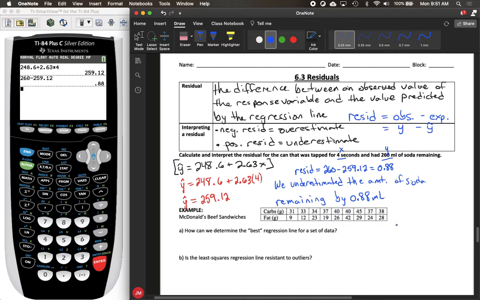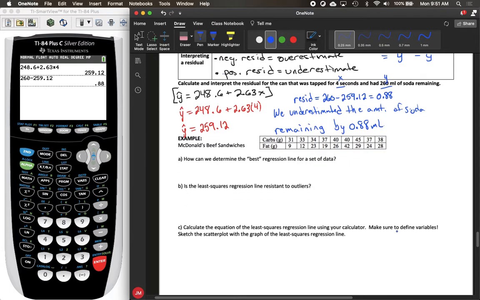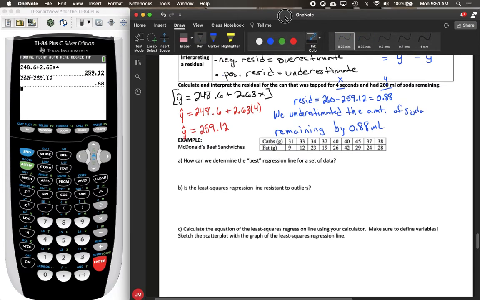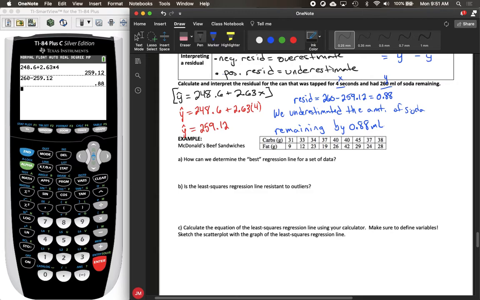Okay, let's take a look at an example. We're going to talk about McDonald's beef sandwiches. I've got some information on those: both the amount of carbs in grams and the amount of fat in grams. We first need to decide which is going to be our explanatory and which is going to be our response. I would say that the amount of carbs is going to be our explanatory, whereas the amount of fat is going to be our response variable.